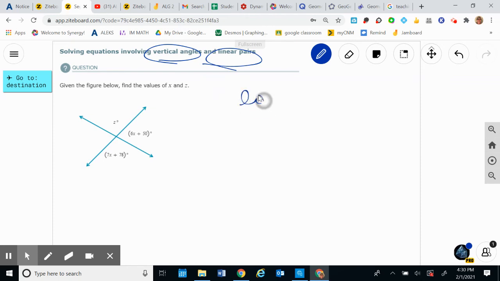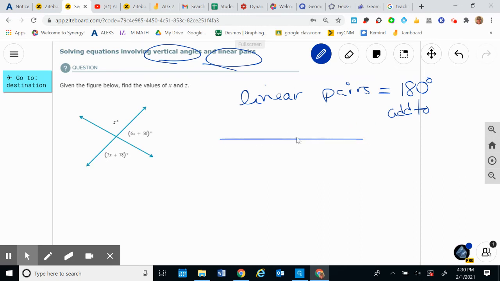So linear pairs, the big thing about them is that they add up to 180. Like I put on the page before, angle 1 plus angle 2 is equal to 180. And I should have a little m, because I'm actually talking about the measure of the angle. The big thing about vertical angles is that they are congruent.